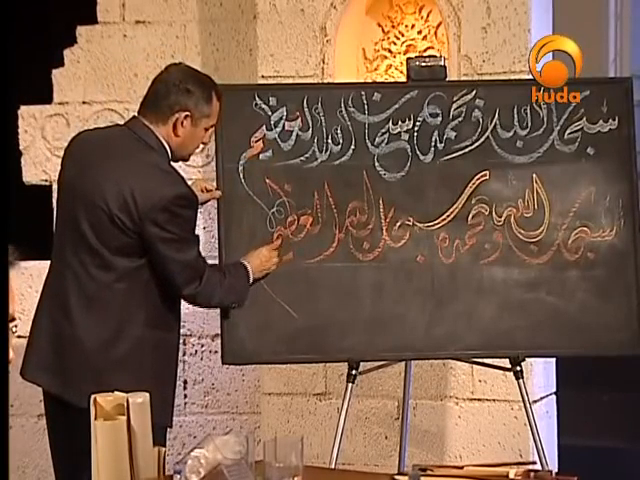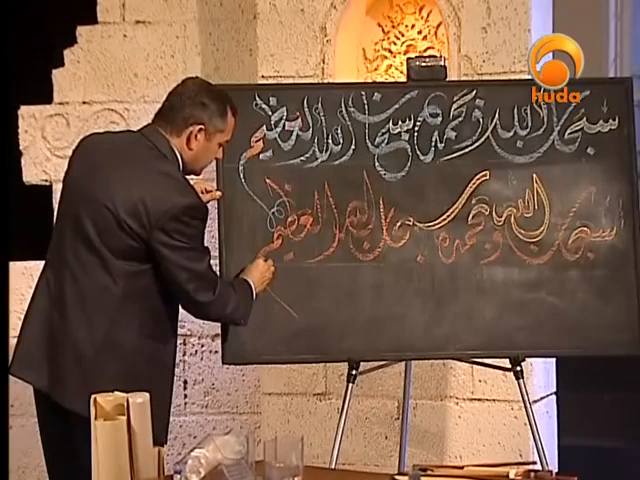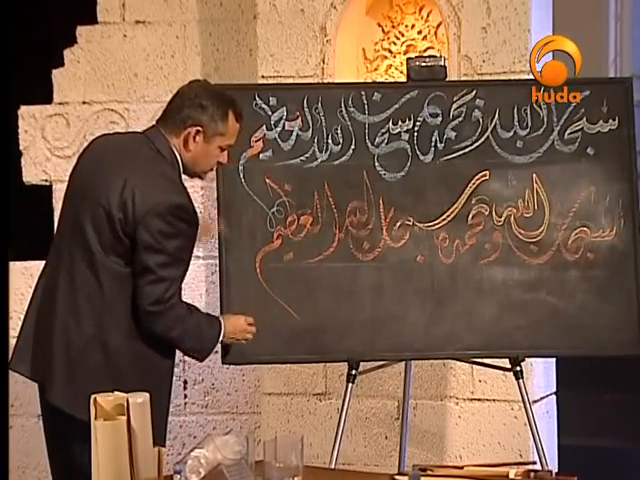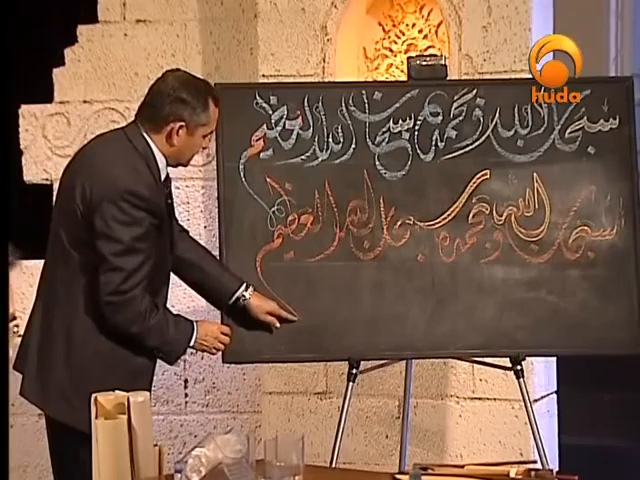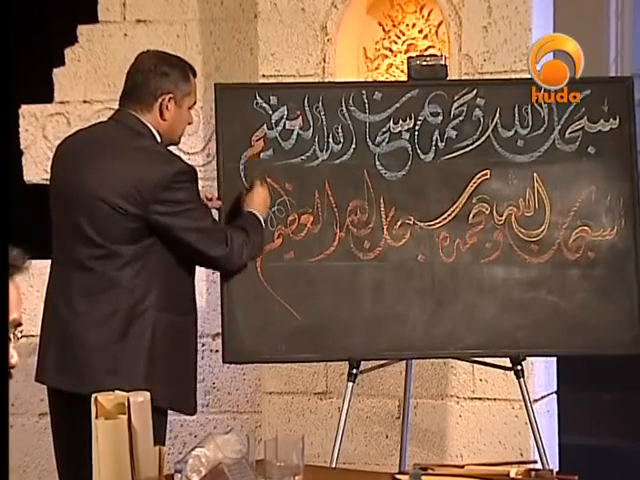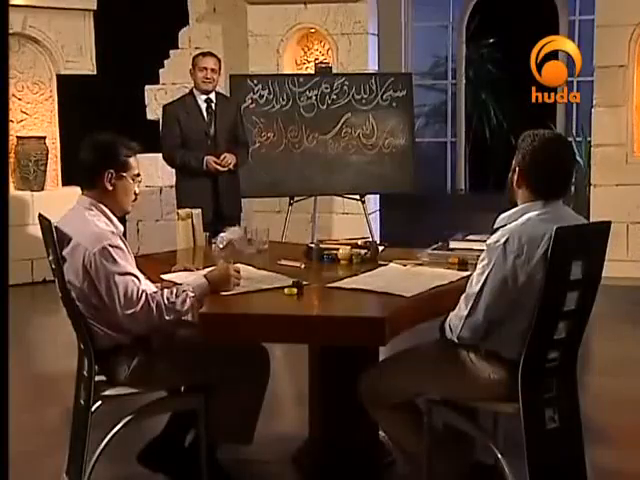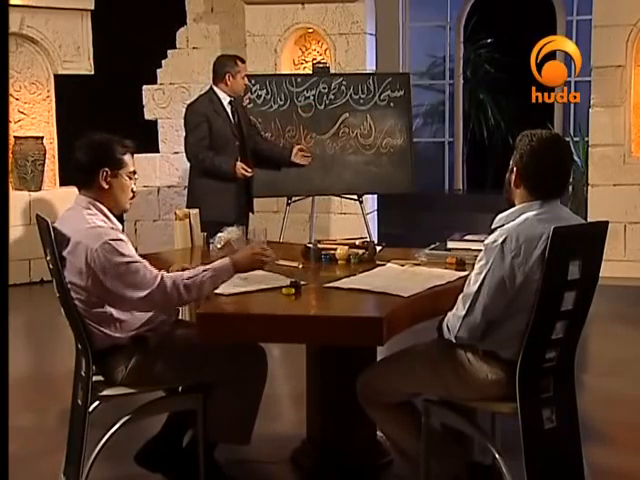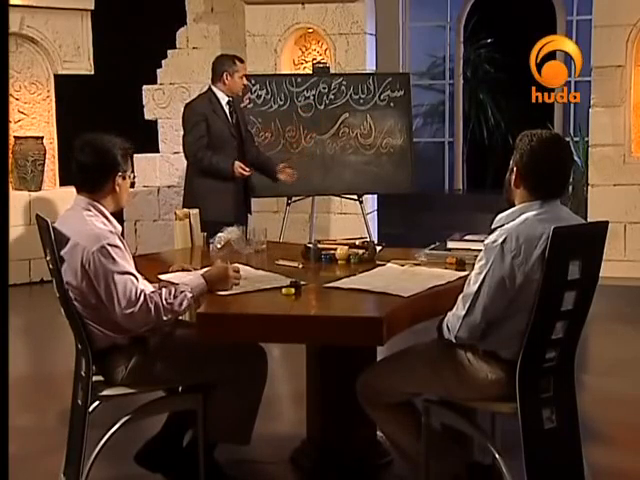But when it starts ending, it comes very, very smooth, with a thin edge. Here it comes with the two circles. I wish that you can get some benefit from this difference between the Diwani and Jali Diwani.